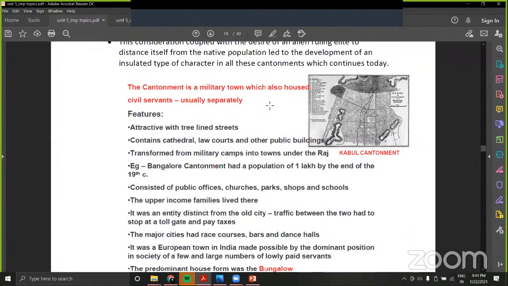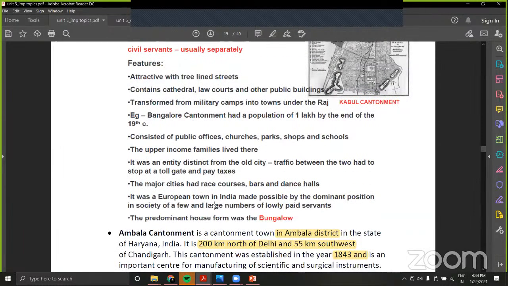So yeah, these are the features of a cantonment town, which is also an out-of-state town. They basically had a church there and public buildings, transformed into a military campus town under the Raj, consisting of public offices, churches, parks, shops, and schools. Since we know in Madurai there was a cantonment park which I visited, there was literally a mini township within the cantonment. So it was derived from the earlier period, and it still exists these days. It was a European town.